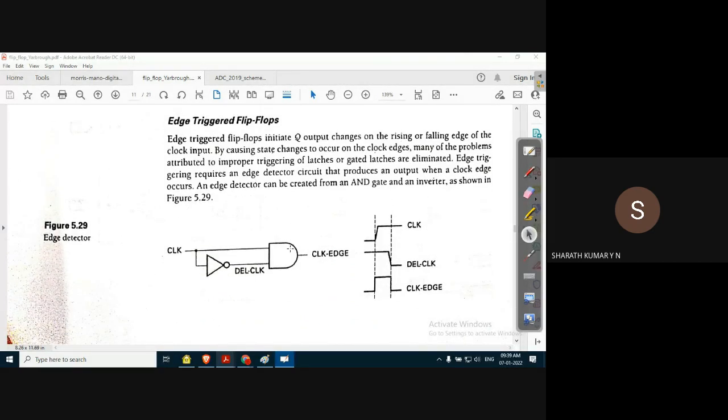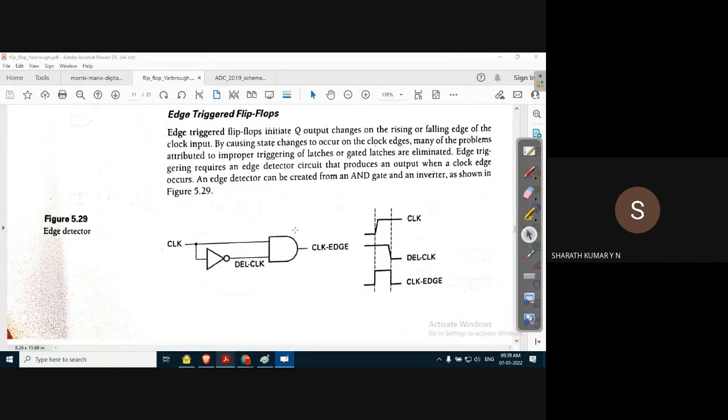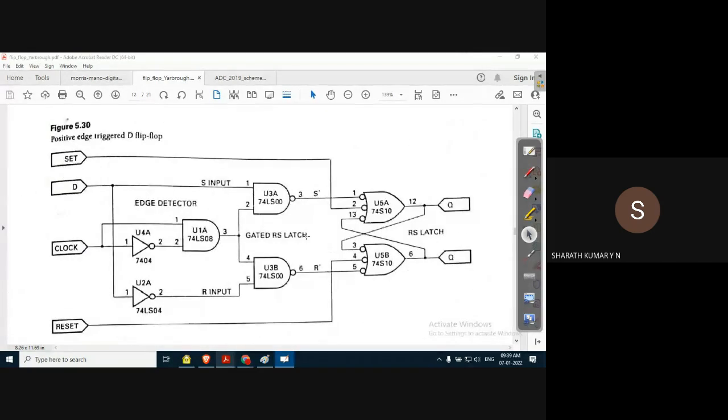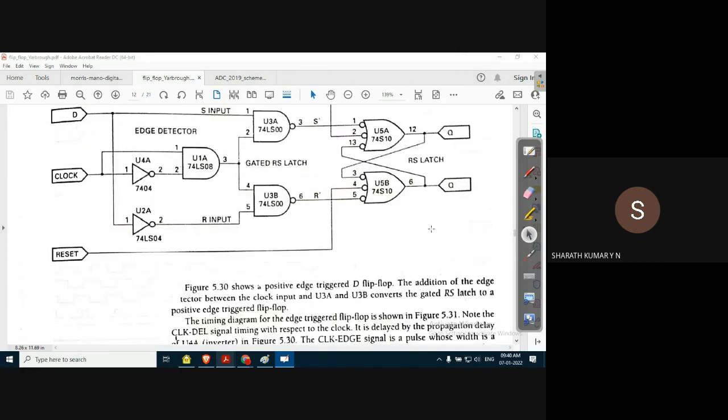So using this concept, edge triggered flip flops can be implemented. That's what we discussed. As we discussed, we have multiple types of edge triggered flip flop. For example, positive edge triggered flip flops. Similarly, we have negative edge triggered flip flops.